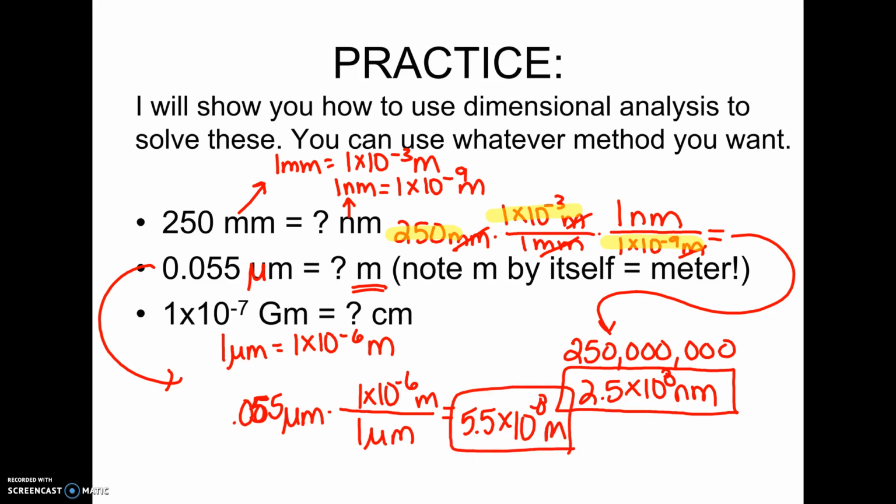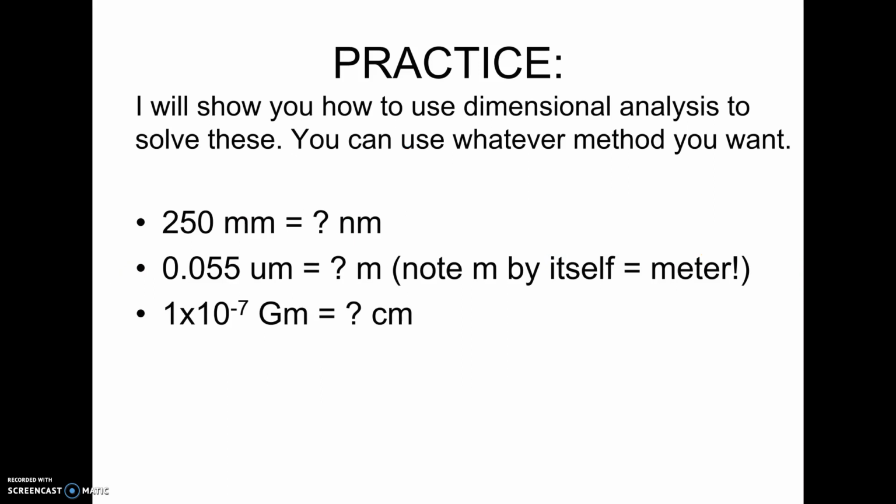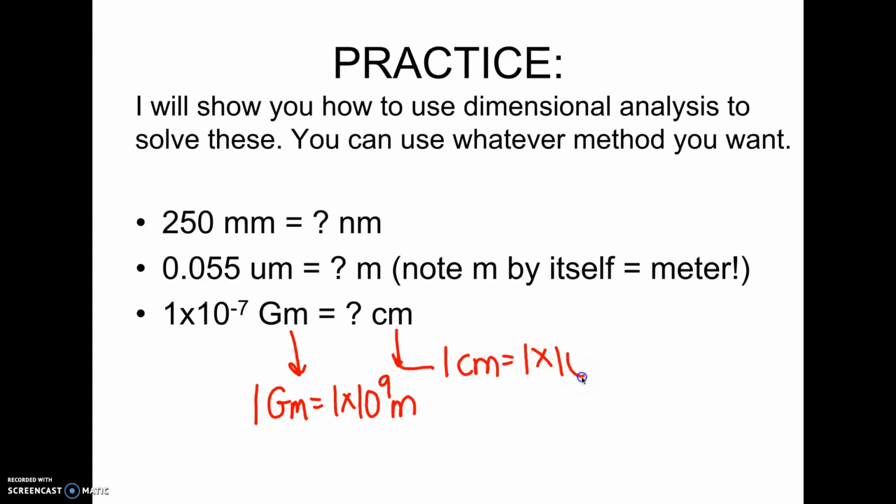All right, for our last one, let me clear the work off here. I go to my table. I need to get the conversion for gigameter and for centimeter. So for gigameter, if I go to the table, I find that 1 gigameter is 1 times 10 to the 9th meters. And I find that 1 centimeter is 1 times 10 to the negative 2 meters. And again, I'm getting this straight from the table that you would be provided with.